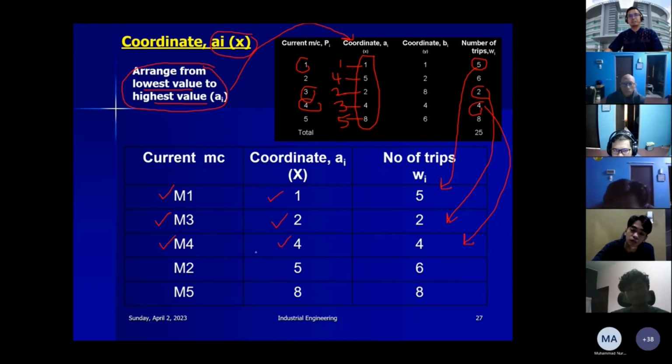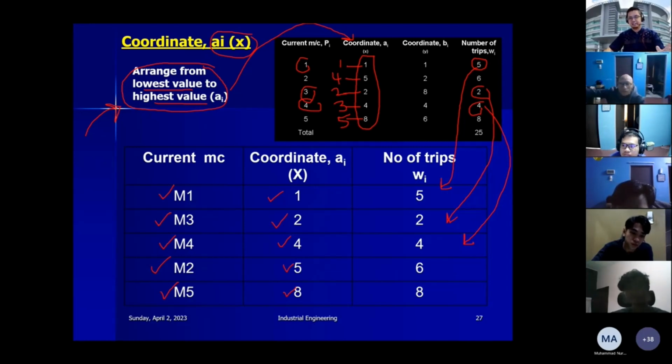Do the same as the previous one until you get M2 and also M5. Please arrange accordingly from the lowest value to the highest value. Very clear? Please remember this: when we are applying the minisum model, we have to start by arranging from the lowest value to the highest value. Any questions so far?